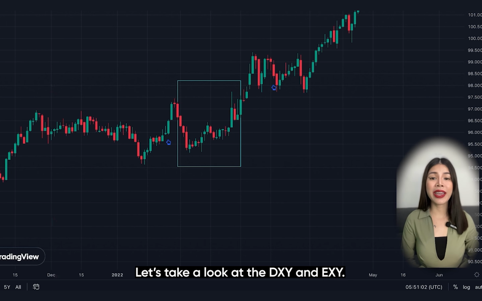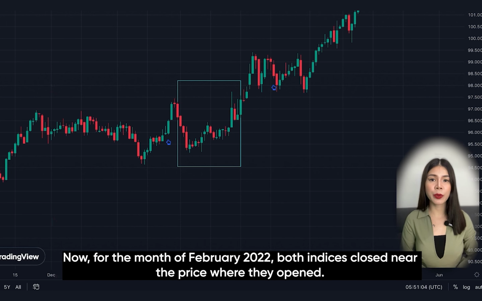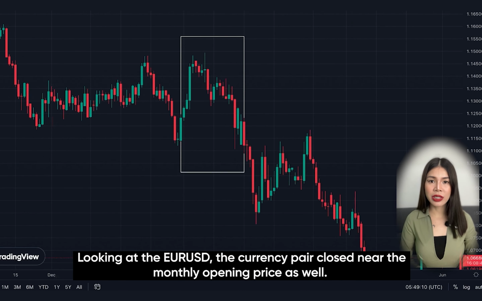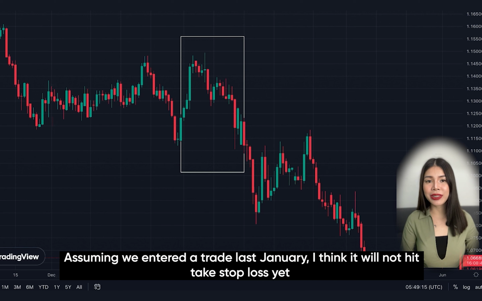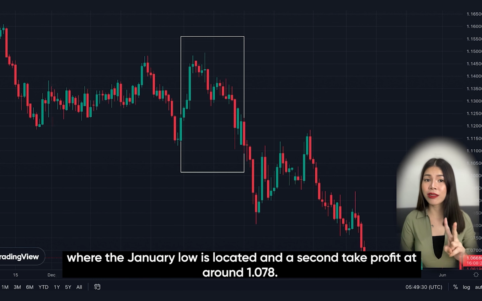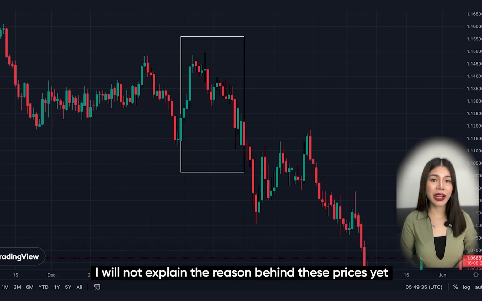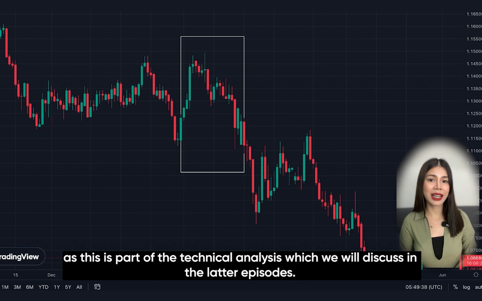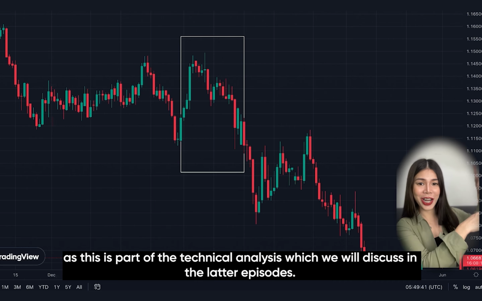Let's take a look at the DXY and EXY. Now, for the month of February 2022, both indices closed near the price where they opened. Looking at the Euro USD, the currency pair closed near the monthly opening price as well. So assuming we entered the trade last January, I think it will not hit stop loss yet. But if you're a very conservative trader, you would have placed a partial take profit at the 1.113 area where the January low is located and a second take profit at around 1.078. I will not explain the reason behind these prices yet as this is part of the technical analysis which we will discuss in the later episodes.